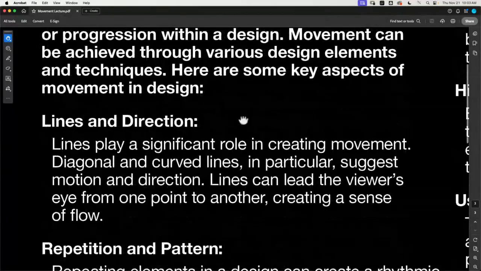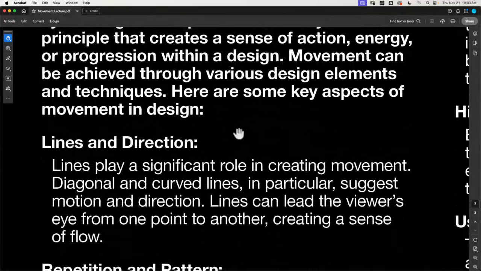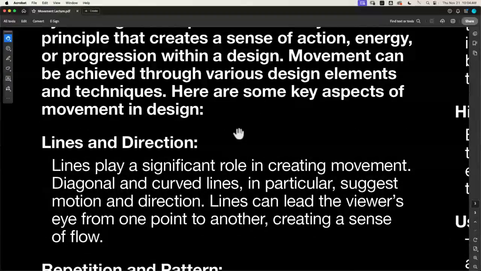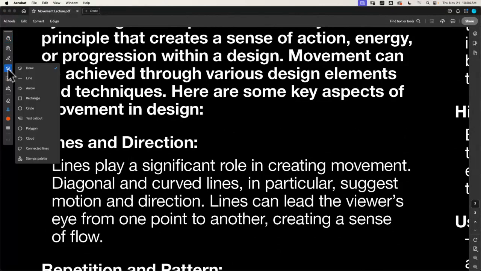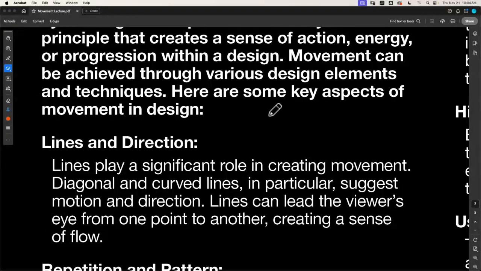Since we are in the area of principles, we know that lines and direction play a significant role in creating movement. It's all about how you make the lines, and where is it going to? When you look at stuff, we have a general thought of, say, if I underline something, we're fine with that, right?